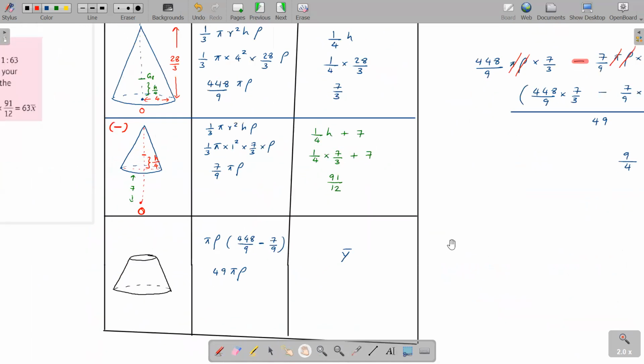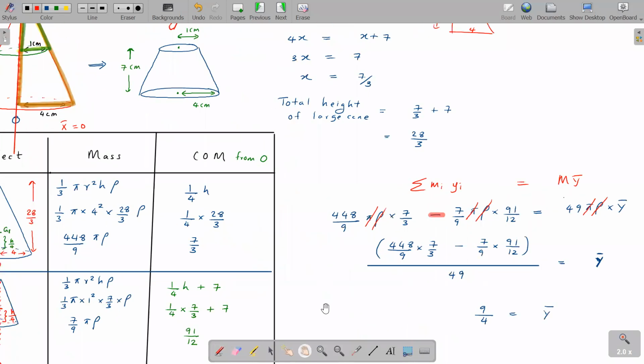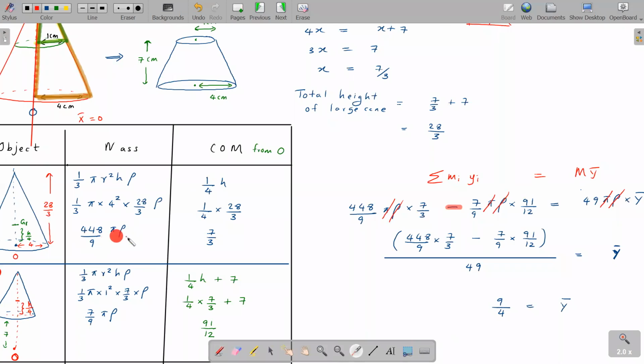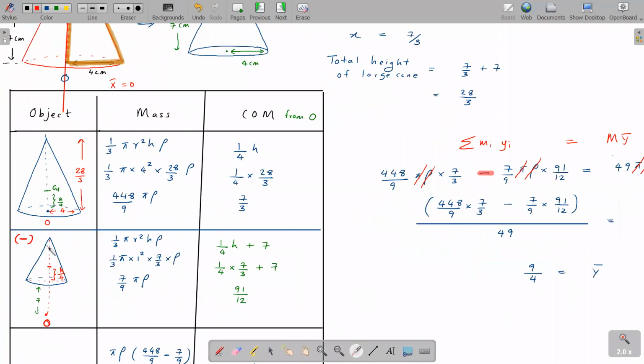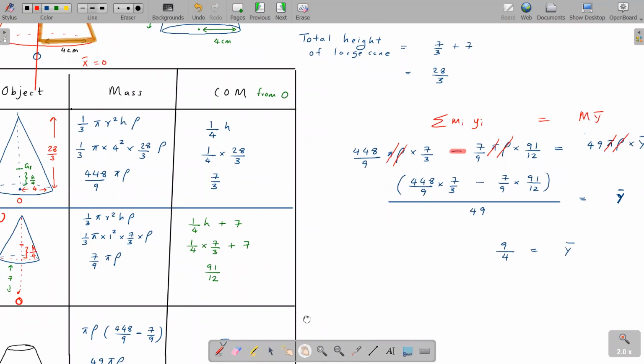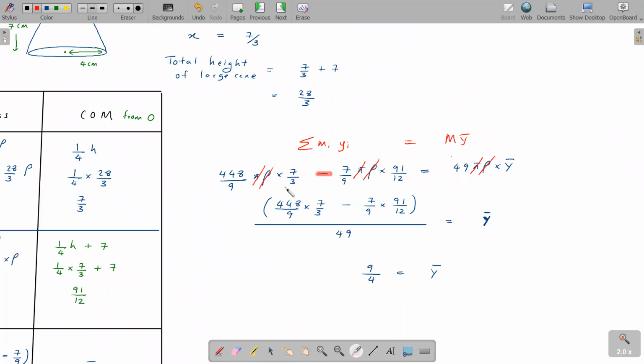And now all I have to do is apply these table values into the formula. So you know the formula: sigma m y equals total mass into y bar. I'm using y because we have vertical distances. So you multiply the mass 448 pi rho by 7 over 3, and then remember, not a plus sign but a minus sign, that's why I put it here. And then the mass 7 over 9 pi rho into the distance 91 over 12 equals the total mass, 49 pi rho, which we found here, into y bar. Right, guys? So this is the answer.